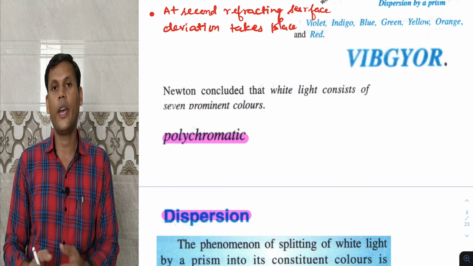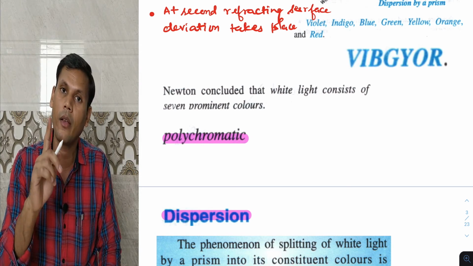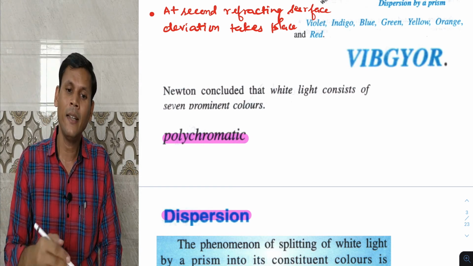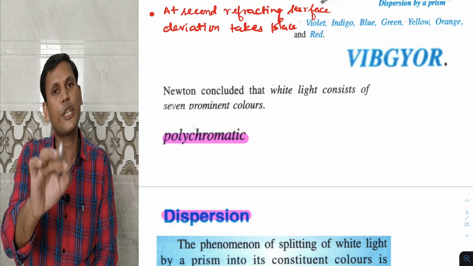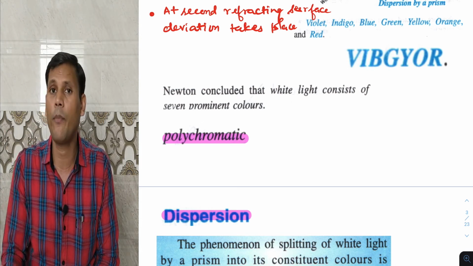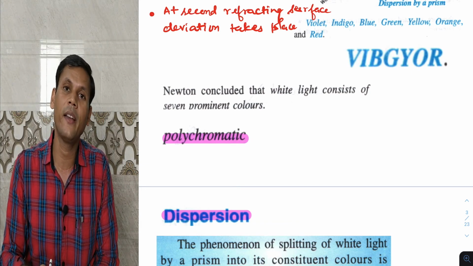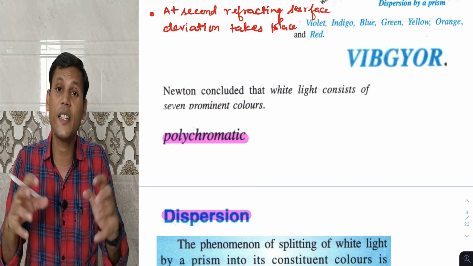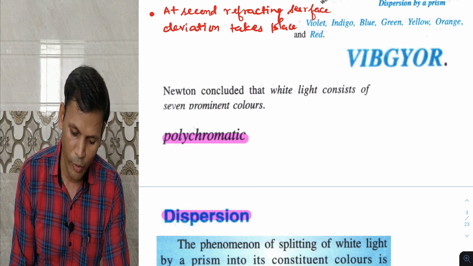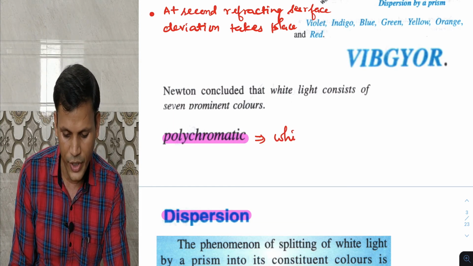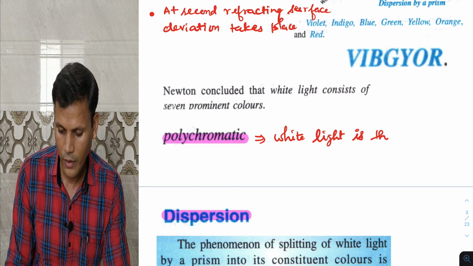Now okay, red color is monochromatic light. Mono means same, chromatic, wavelength. And here we have polychromatic. So we can say white light consists of the 7 constituent colors, so it is polychromatic. Monochromatic means single color or single wavelength. Polychromatic means white light, which consists of the 7 constituent colors. So example I will write for the polychromatic: white light is polychromatic.